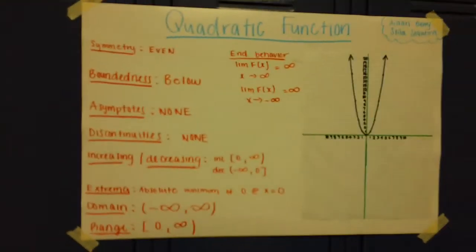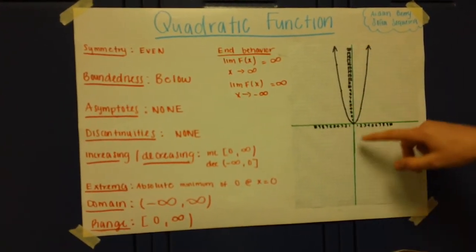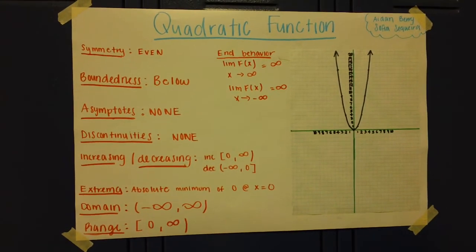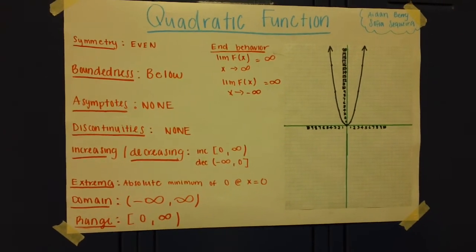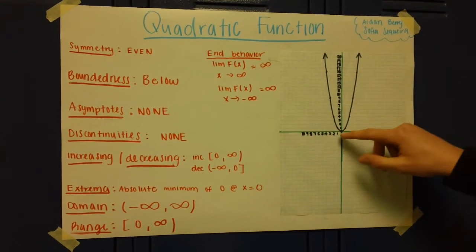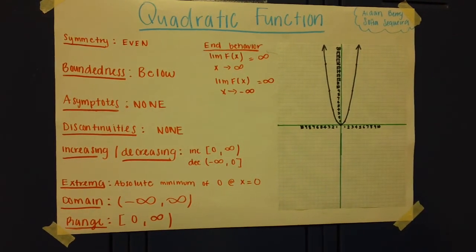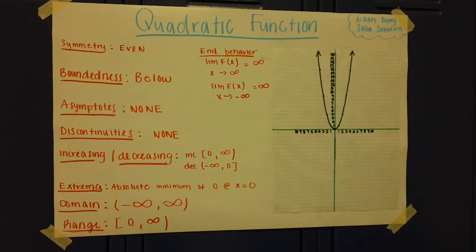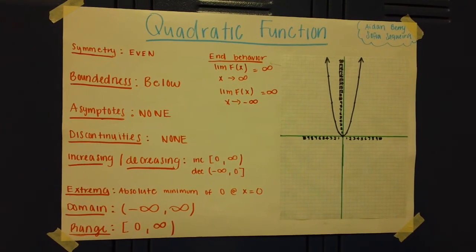This is a quadratic function. The formula for a quadratic function is y equals x squared. This is the graph of the function's parabola. The symmetry is even. The boundedness is bounded below. There's no asymptotes, no discontinuities, and it increases from 0 to infinity and decreases from negative infinity to 0. The extrema, it's an absolute minimum of 0 at x equals 0. The domain is negative infinity to infinity. The range is 0 to infinity.